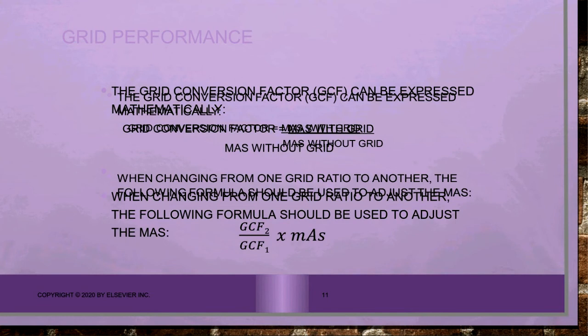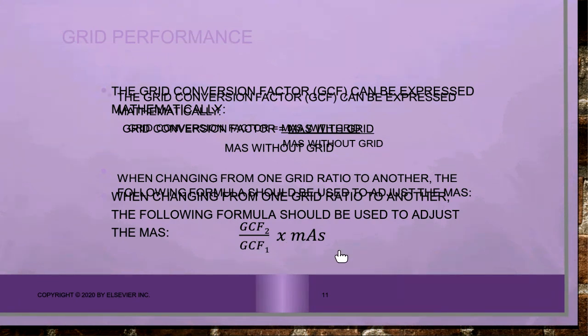This is on page 163, and ideally it tells you when you're changing from one grid ratio to another, or you're going from no grid to a grid ratio, how you can calculate the mAs change that needs to be used to compensate for the difference in grid ratio. And the formula, you can see that relatively clearly, is the second grid conversion factor, divided by the first grid conversion factor, times your mAs.